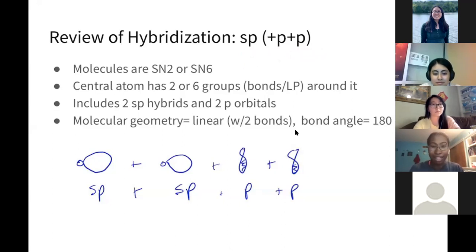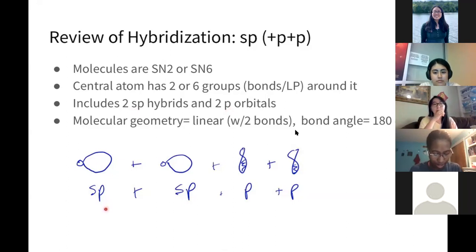Anyhow, molecules with sp hybridization have a steric number of 2 or a steric number of 6. And what that means is that the central atom has 2 or 6 groups around it. And when I say a group, I mean either a bond or a lone pair. Now, this hybridization includes 2 sp hybrids and 2 p orbitals.